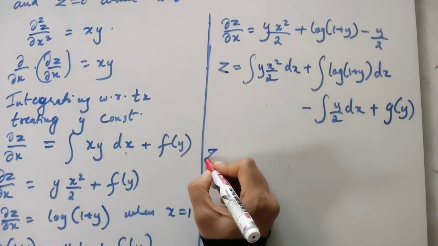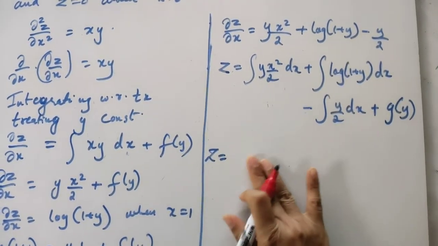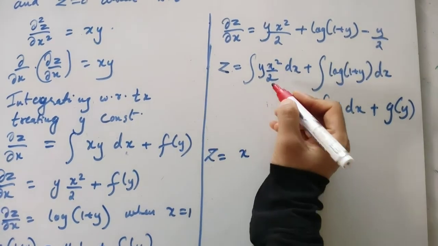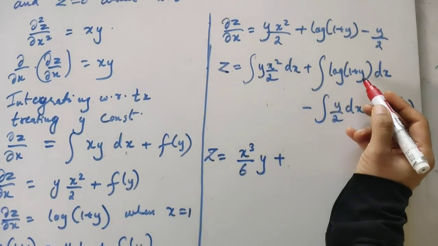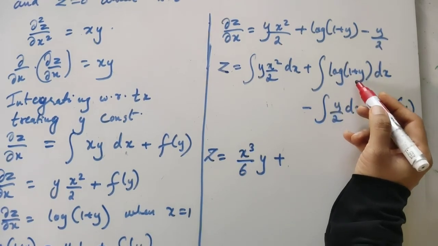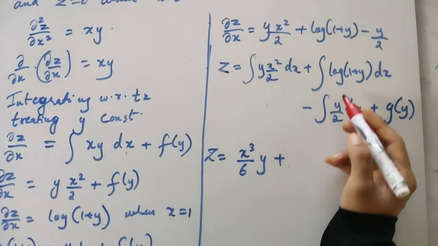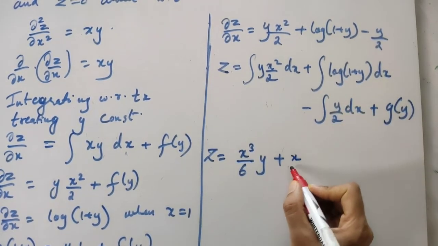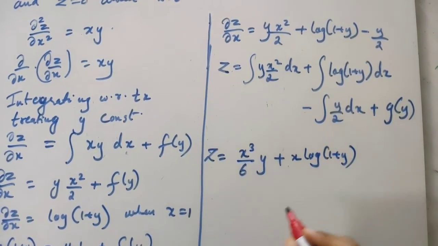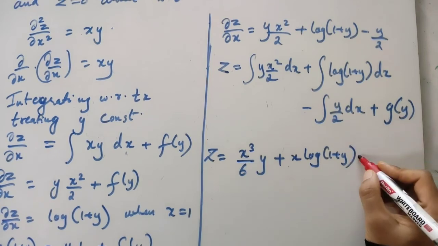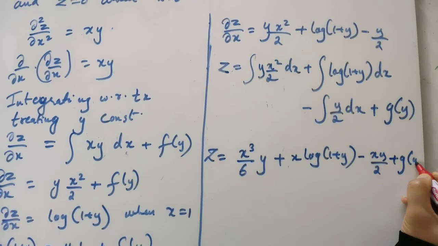So z is equal to x square y, integration of x square is x cube by 3, already 2 is there, so x cube by 6 into y, plus log of 1 plus y is constant because we are integrating with respect to x, treating y constant. Integration of a constant with respect to x will be x into that constant. Similarly y by 2 is constant. Integration of a constant with respect to x will be x into y divided by 2, plus g of y. This is what you get.